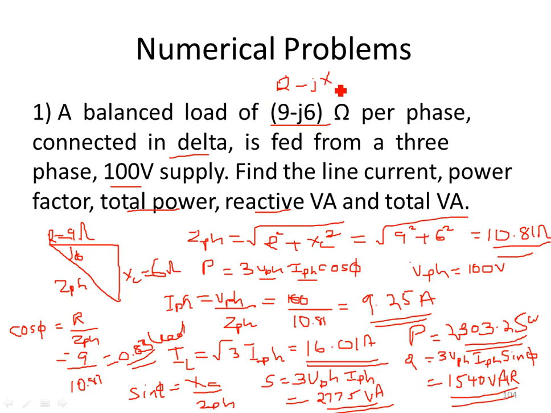So first draw the impedance triangle. So 9 ohm is on the X axis. XC is at an angle of minus 90 degrees.